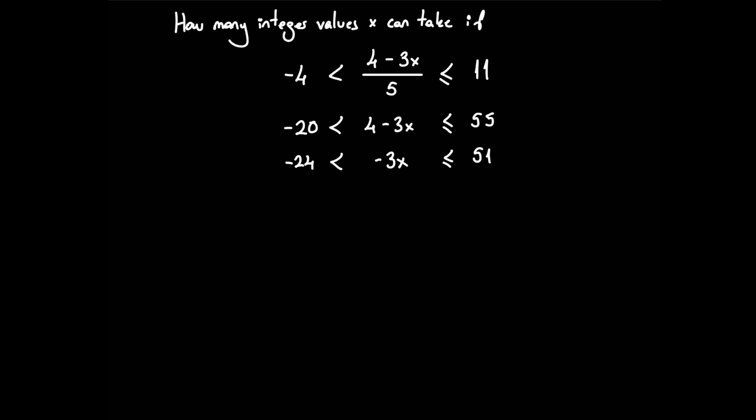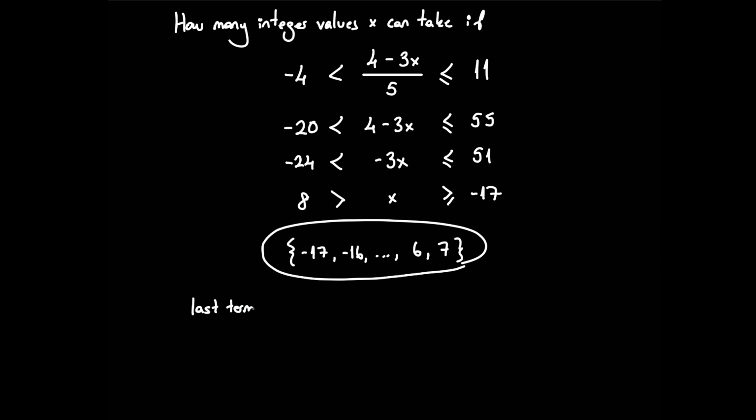So when I divide all sides by minus 3, I will get 8 greater than x greater than or equal to 51 over minus 3, which is minus 17. Therefore, the integer values x can take are from minus 17 up to 7. The reason is that x can be equal to minus 17, but it cannot be equal to 8. So let's calculate how many values there are in this set.